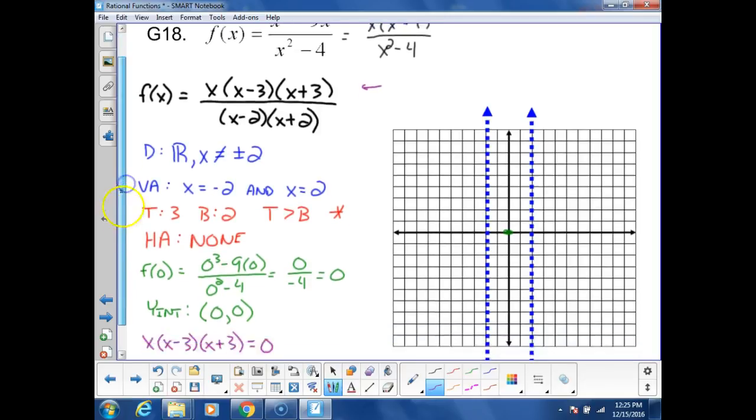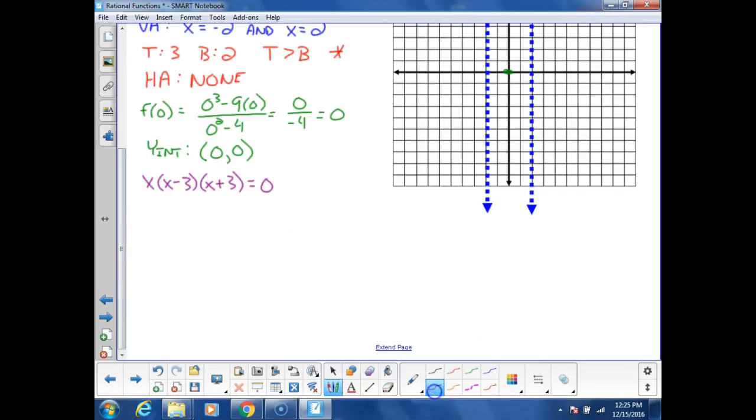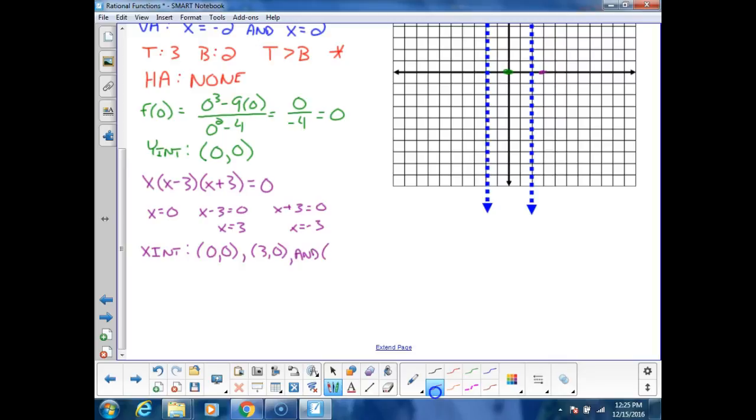So, x equals 0. x minus 3 equals 0. x plus 3 equals 0. So I've got 3 x-intercepts. One of them is the origin. Already have it on there. One of them is positive 3, 0. One of them is negative 3, 0.